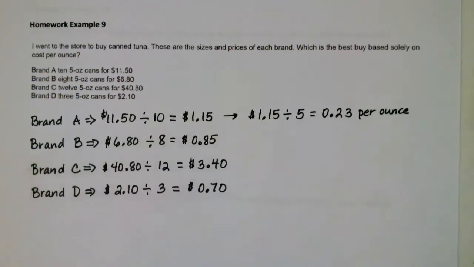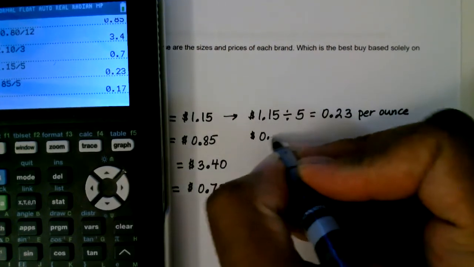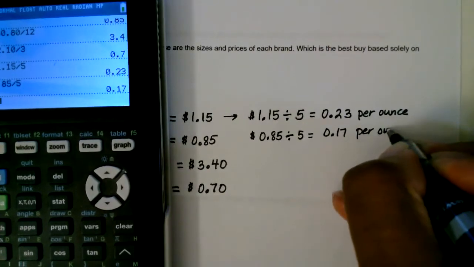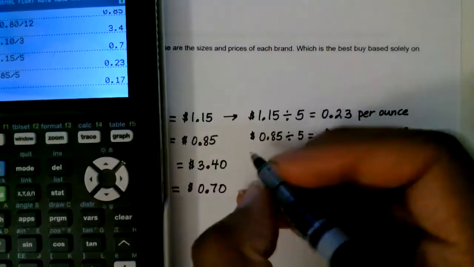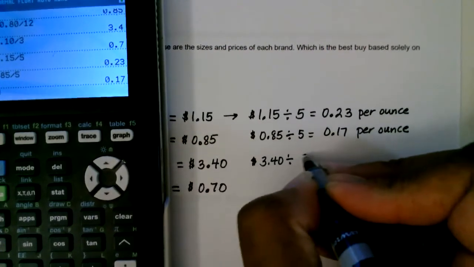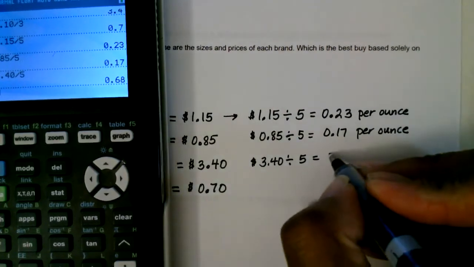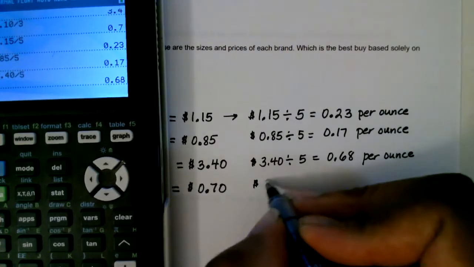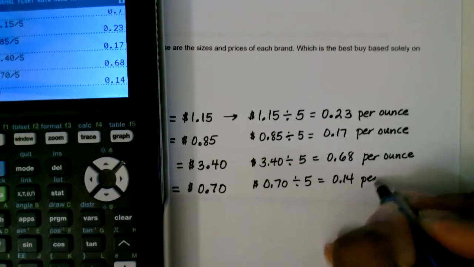And this is 85 cents per can for brand B. So 0.85 divided by 5 would be, and I'll write this out, 0.17. So 17 cents per ounce. And then brand C is $3.40 per can for a 5-ounce can. This will be 68 cents per ounce. And then the last one was 70 cents per can divided by 5. Would be 0.14 or 14 cents per ounce.